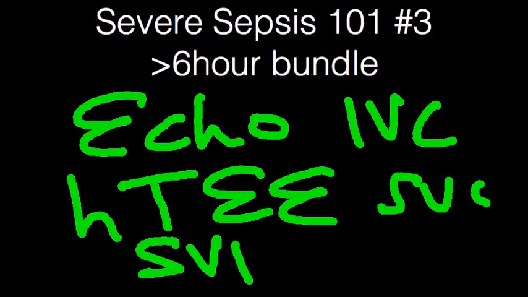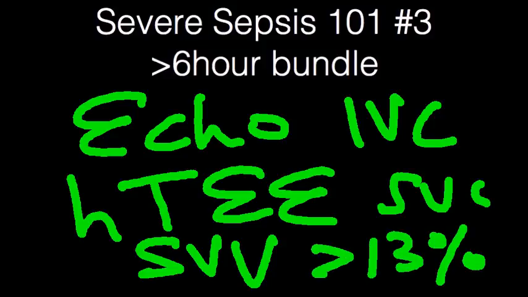Another tool that's used is stroke volume variation. Some of the newer machines, such as the Vigileo, use stroke volume variation. So anything above 13% at that point may indicate the patient may need still more fluid for resuscitation.